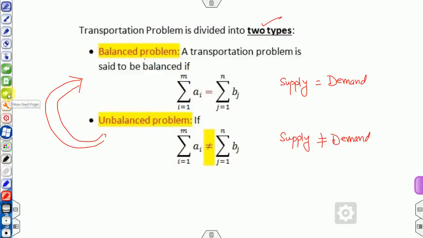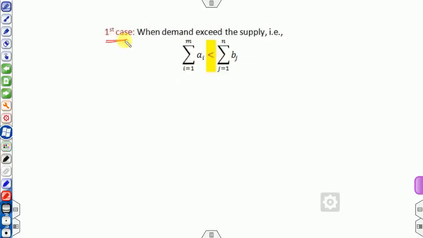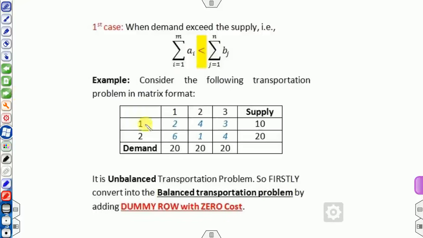Look at that. There are two cases. Case one: when the demand exceeds the supply, that is, instead of the equality sign, it's a strictly less than sign. So look at the example. Assume there are two sources and three destinations, and these are my costs 2, 4, 3, and these are the supplies. What is the total supply? Total supply is 30. What is the total demand? It is 40.